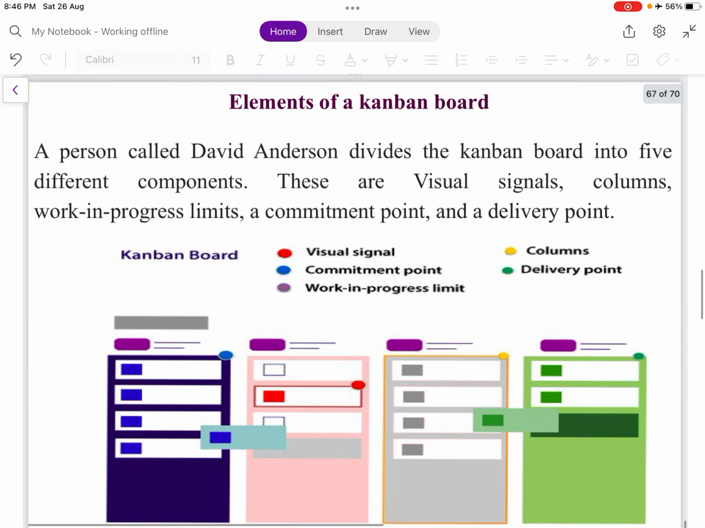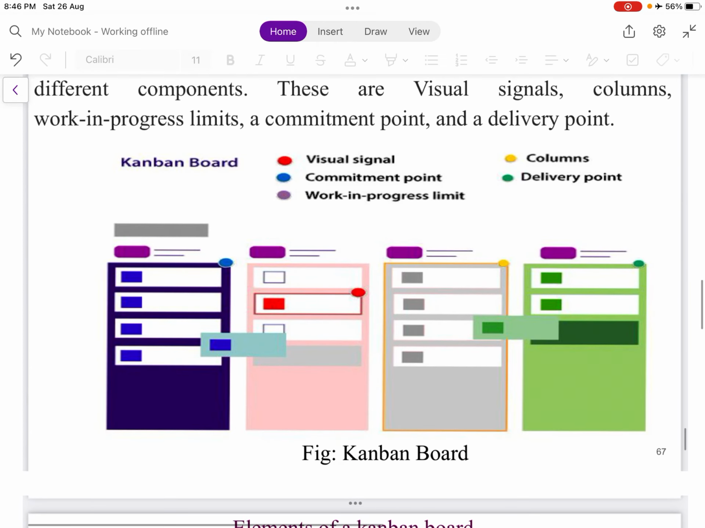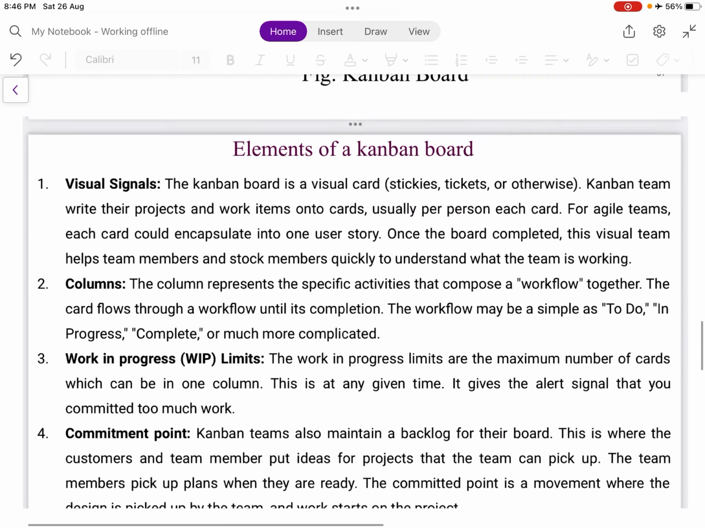Next is elements of a Kanban board. A person called David Anderson divides the Kanban board into 5 different components. These are the visual signals, columns, work in progress limits, a commitment point, and a delivery point. So this is a visual diagram of a Kanban board.